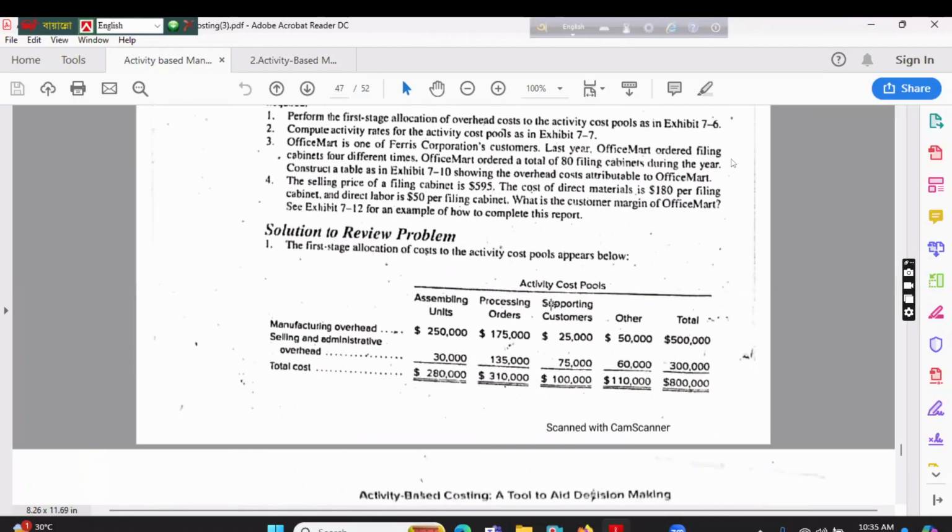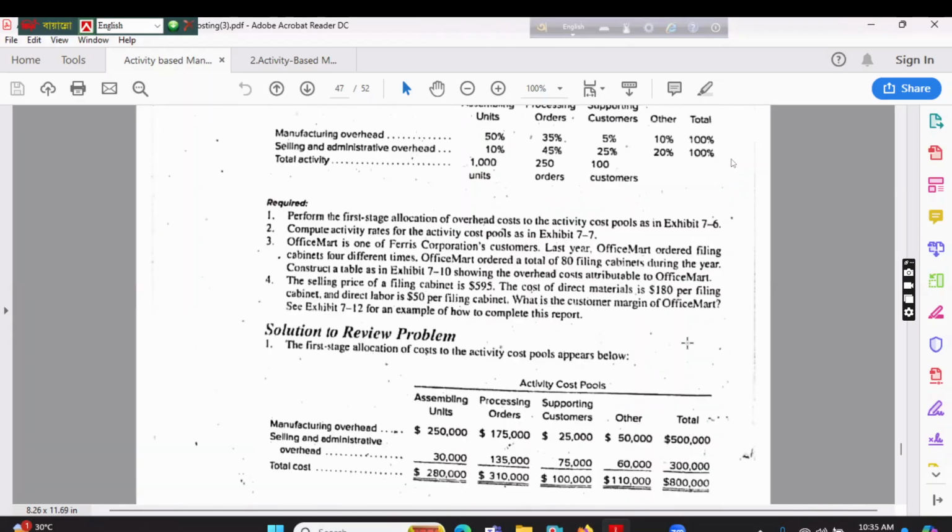First stage allocation. Activity cost pools: assembling units, this is a pool. Processing order, this is another pool. Supporting customer, this is another. Others, total. Manufacturing overhead 500,000: 50%, so 250,000; 35%, 175,000; 5%, 25,000; and 10%, 50,000.